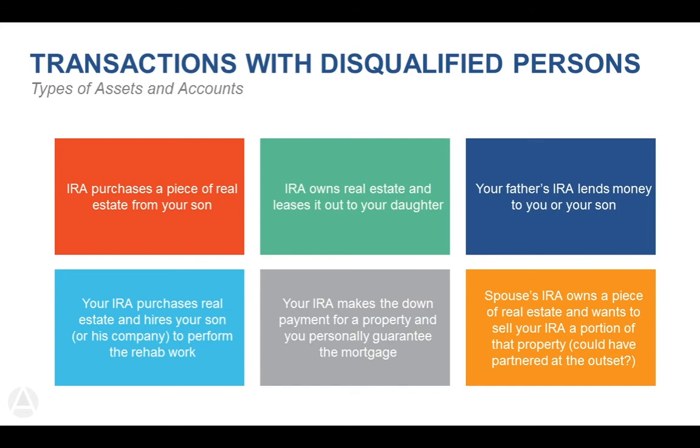But here are a few enumerated portions of violations of the disqualified person's rules that I kind of went over earlier. They're all kind of self-explanatory. Your spouse, this IRA owns a piece of real estate and you want to sell your IRA portion of that property. You can't sell it back to them.